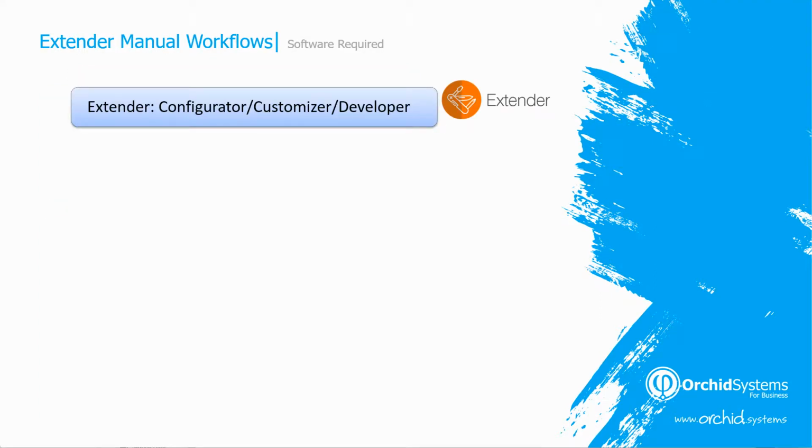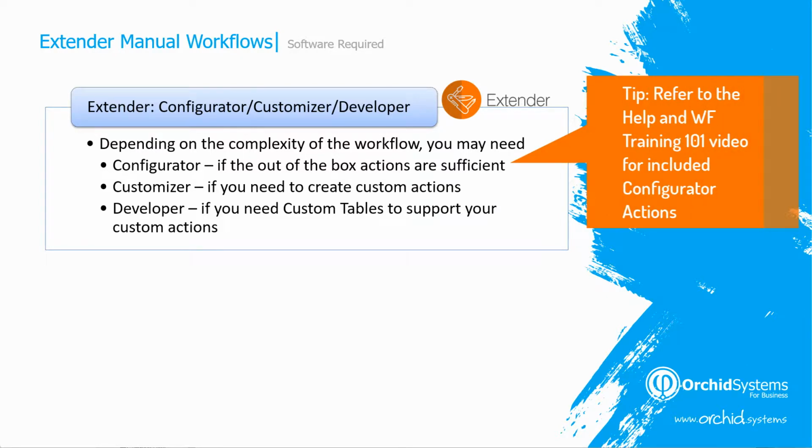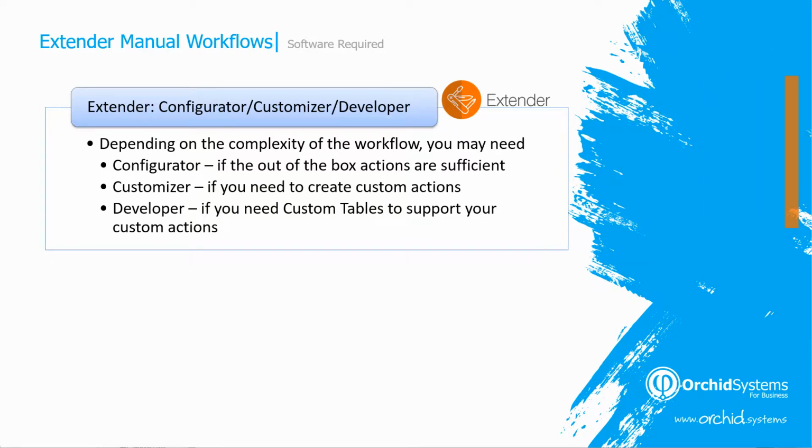For manual workflows, you need Extender, either the Configurator, Customizer, or Developer Edition. Depending on the complexity of your workflow, if you only need the standard actions that come out of the box, then you can use the Configurator Edition. If you need your own custom actions, then you would need the Customizer Edition. And if you need tables to support the logic of your custom actions, then you would need the Developer Edition.